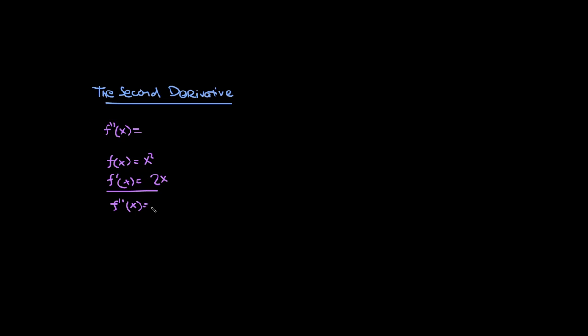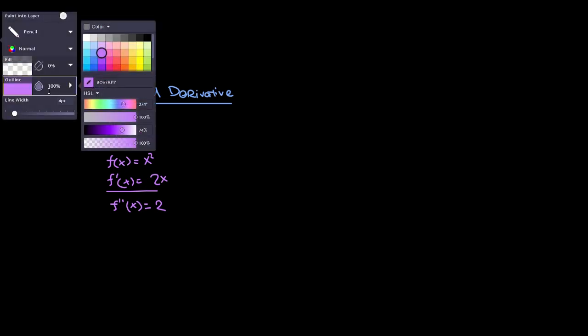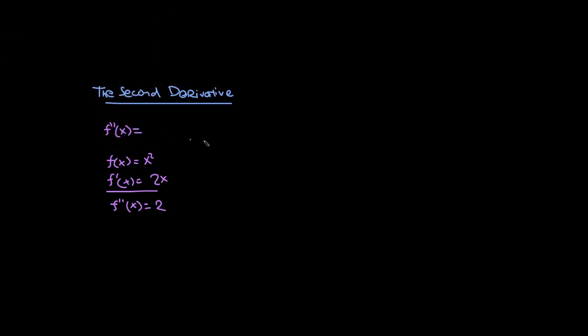But the second derivative of 2x, that's just 2, right? So the second derivative is easy enough to compute. But what is it actually used for? Well, in the previous part we saw how to arithmetically, or rather algebraically, find minimum and maximum values of a function.